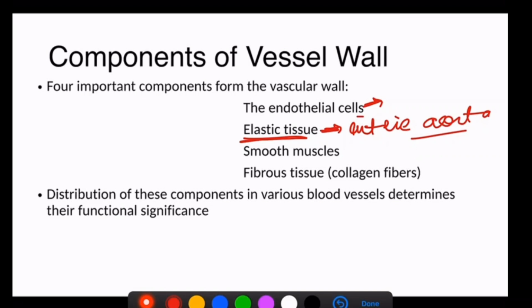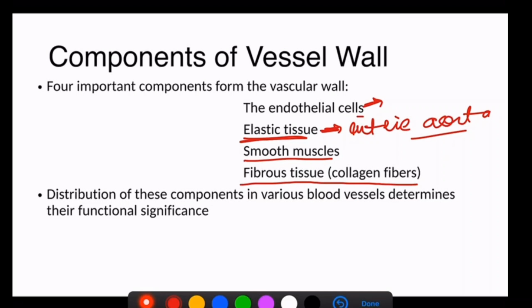Smooth muscles. Smooth muscles are present in arterioles and meta-arterioles. They are more in number than the elastic tissue. That's why arterioles and meta-arterioles are not very compliant. And the fibrous tissue, mainly the collagen fibers. They also provide tension and reduce the elastic property of the vessels.